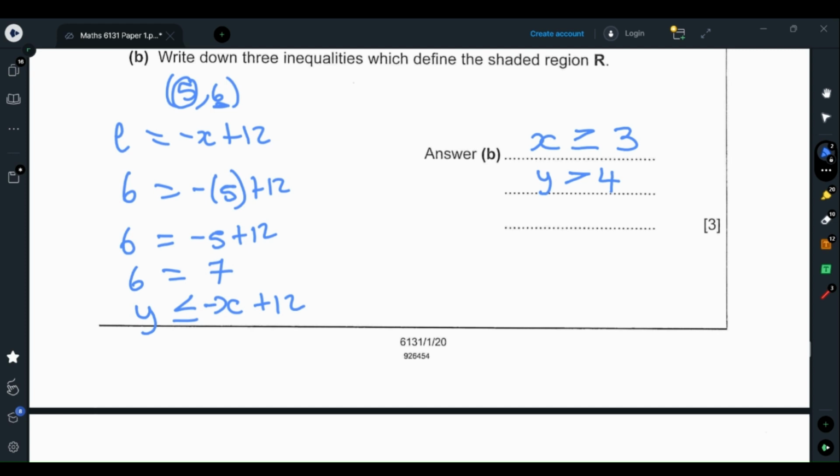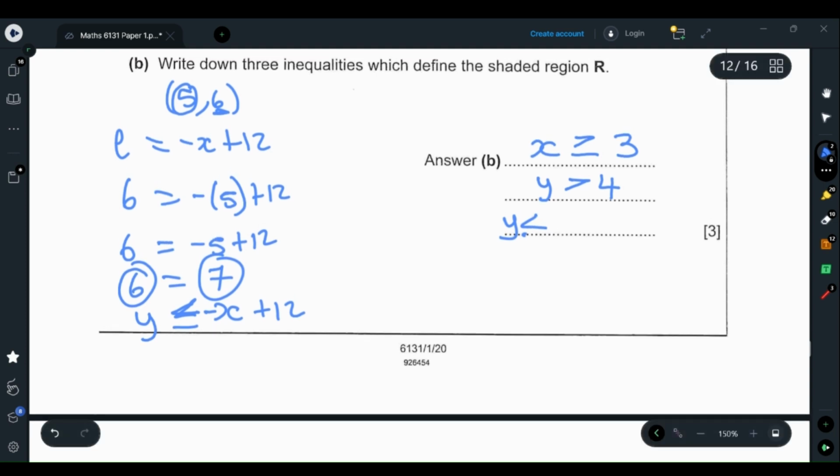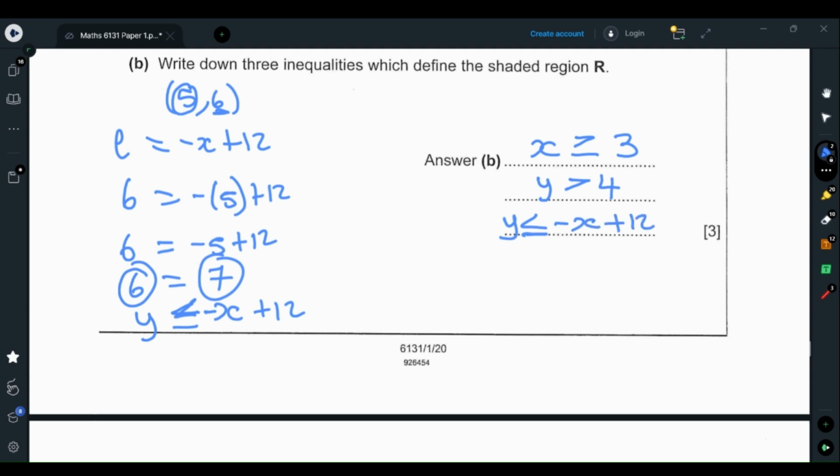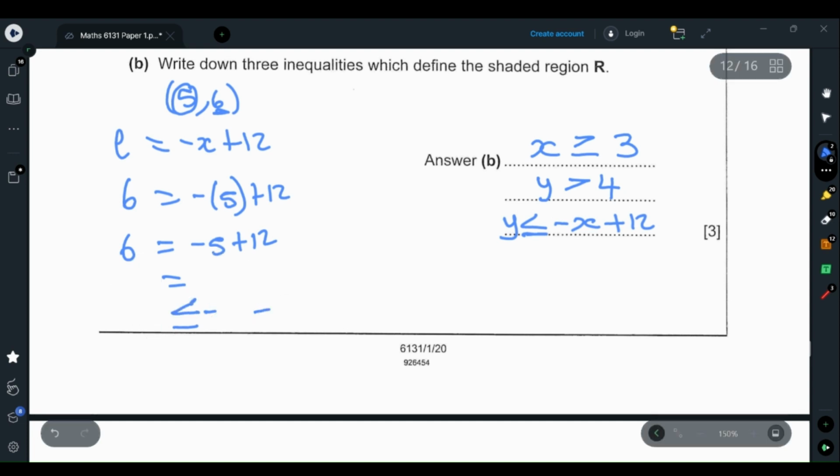7, 8, 9, 10, 11, 12. So this value here is less than that. Therefore, the equation would be y is less than or equal to minus x plus 12. Cool. That's it for this one. Those are our 3 equations.